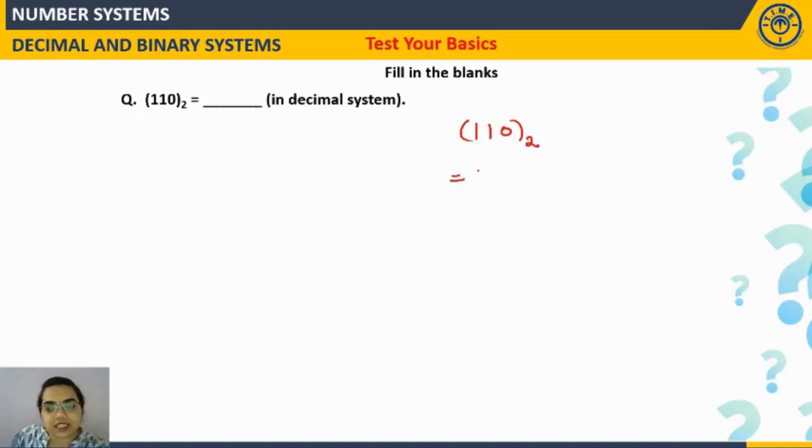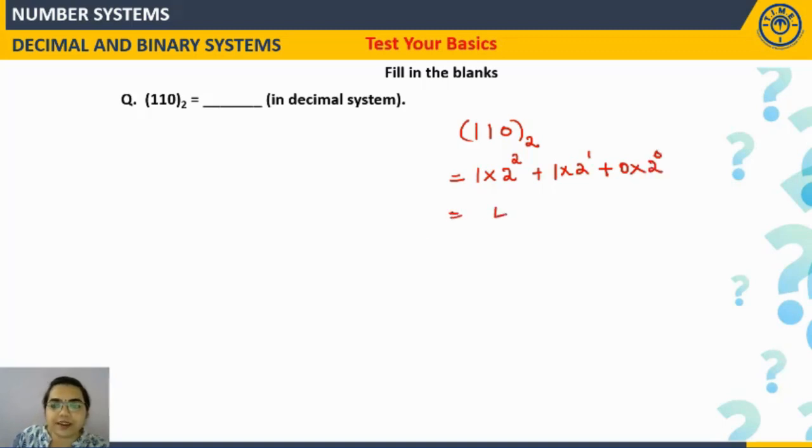So what are we going to do? Consider the first number, multiply it by 2 to the power the number of digits minus 1. Yes, number of digits is 3, 3 minus 1 is 2. So 1 into 2 square. Then the powers of 2 will go in descending order. So 1 into 2 to the power 1 plus 0 into 2 to the power 0.